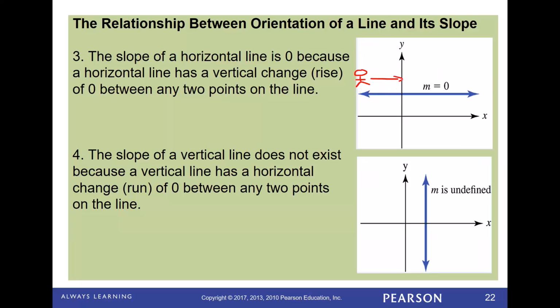I'm literally staying exactly the same. I'm constant. I'm not changing. So I'm not going up or down. I'm literally 0. Okay. So in our case here, if we have a horizontal line, the slope is exactly 0.